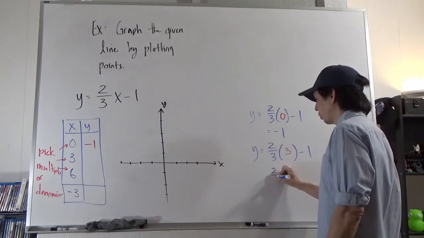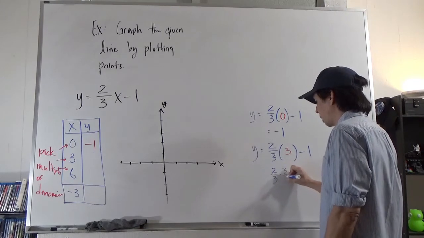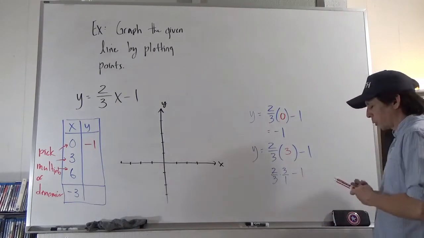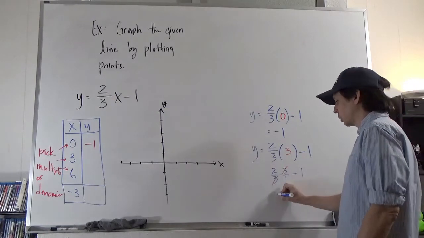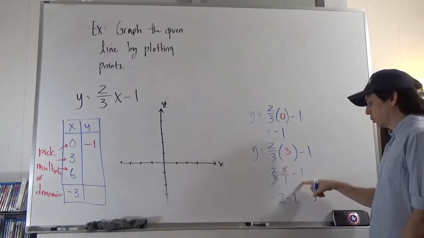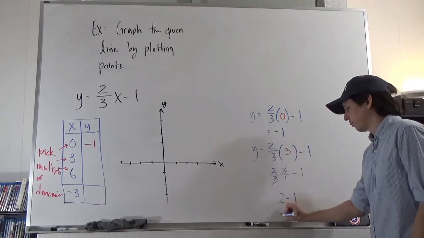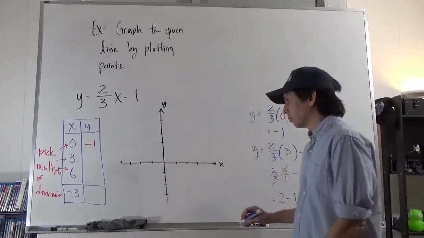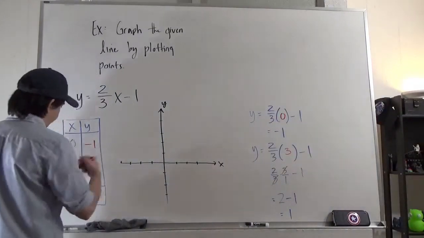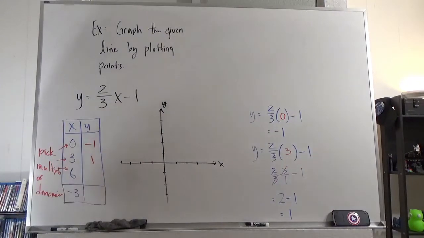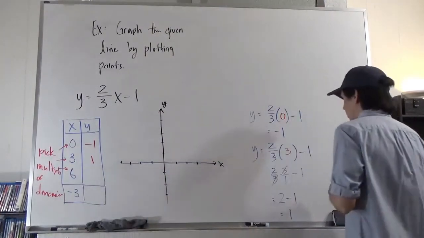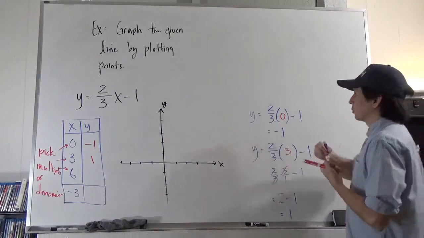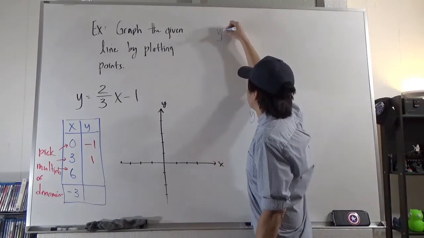That's going to be 2/3 times 3 over 1. The 3's cancel. I'm left with 2 times 1 over 1 times 1, so that's just a clean 2. Don't forget about that minus 1. And I get positive 1. And it's easy for me to graph points that don't involve fractions. Okay, I'm just going to do it up here. Sorry, I'm all over the place.